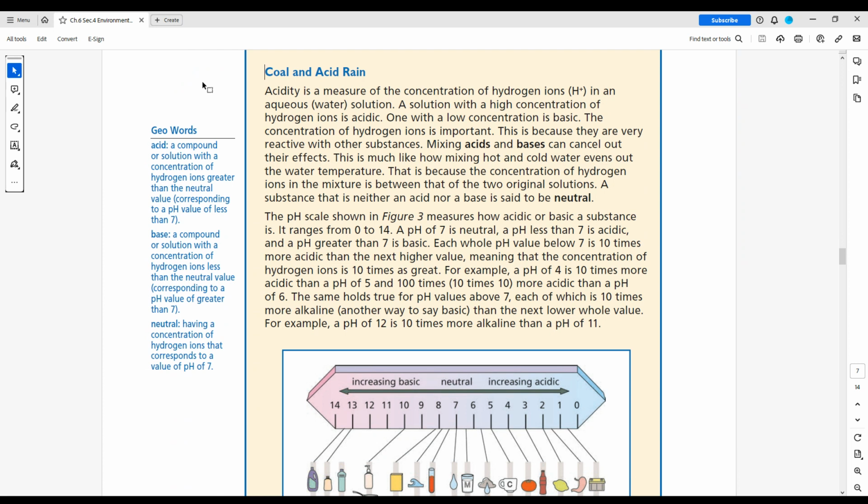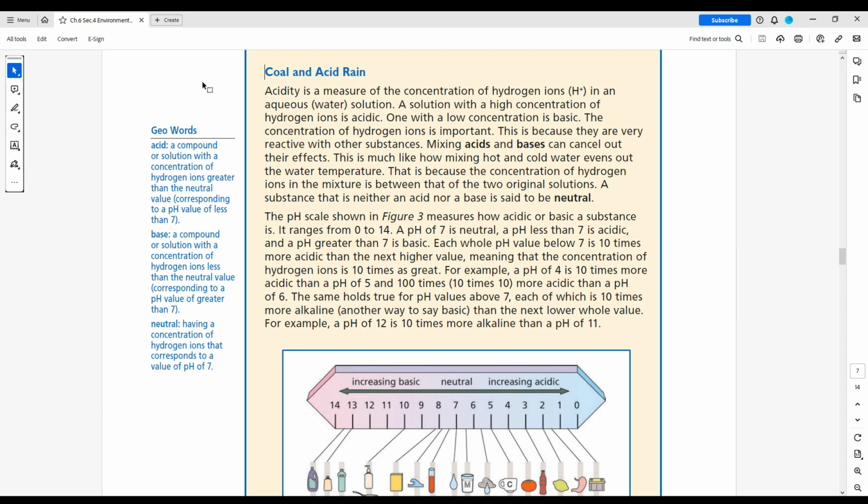Coal and acid rain. Acidity is a measure of the concentration of hydrogen ions in an aqueous solution. A solution with a high concentration of hydrogen ions is acidic. One with a low concentration is basic. The concentration of hydrogen ions is important. This is because they are very reactive with other substances.